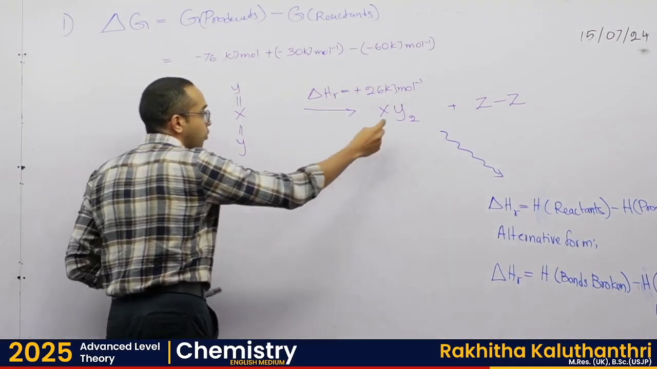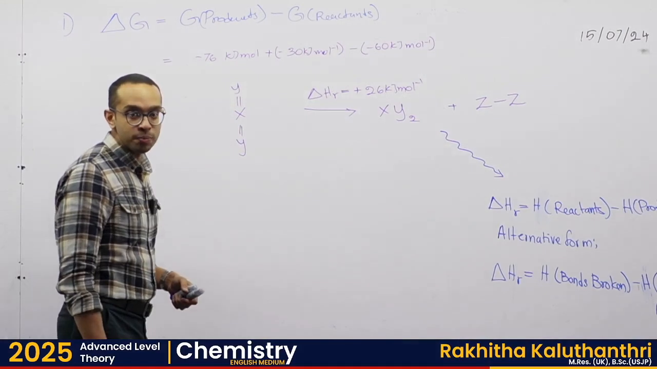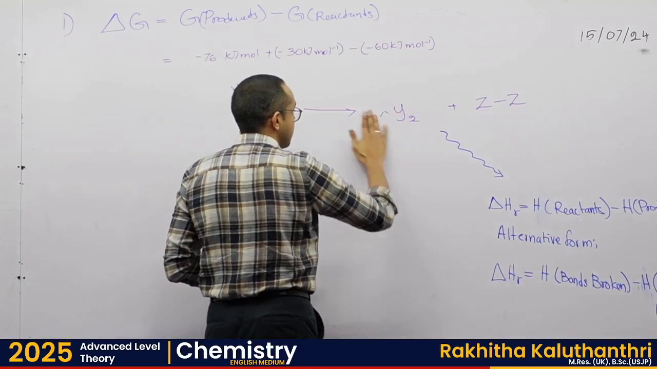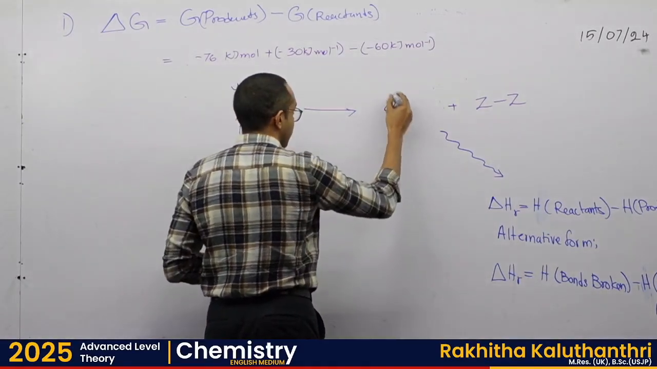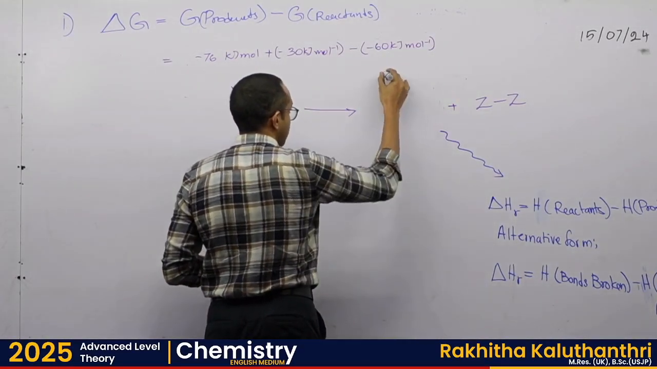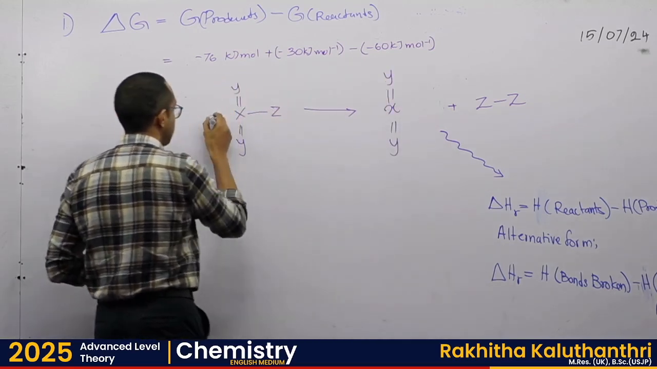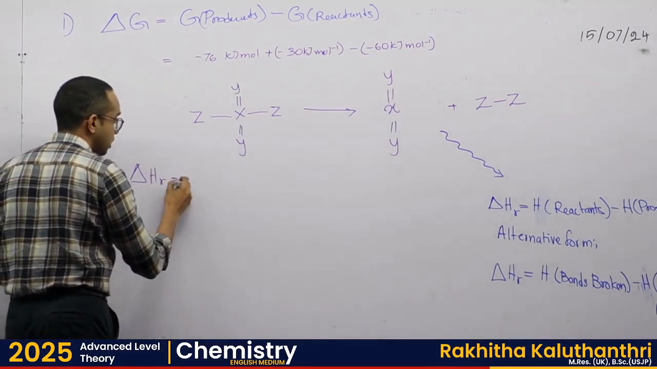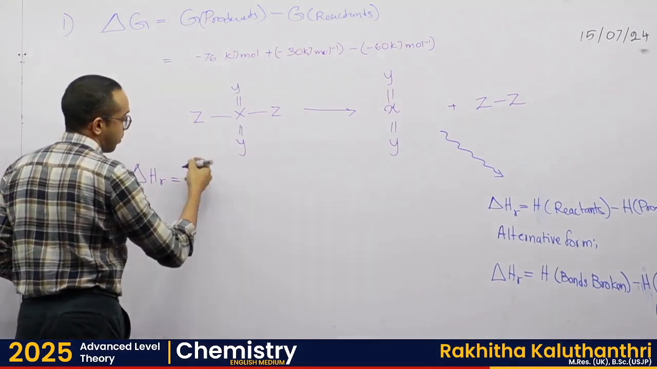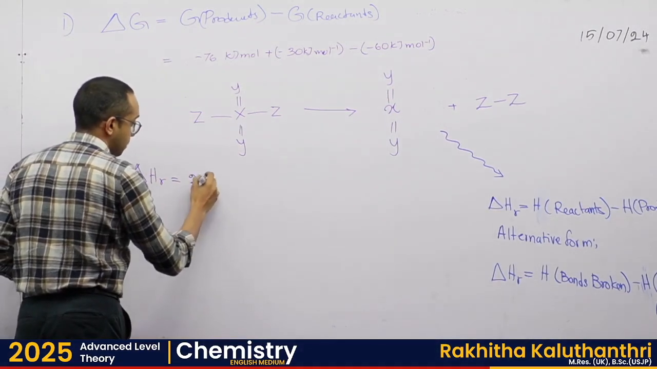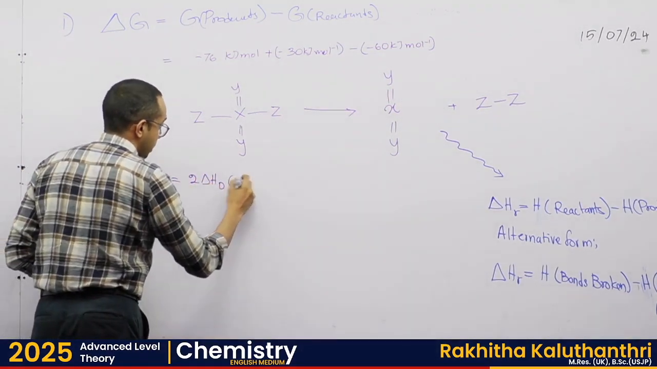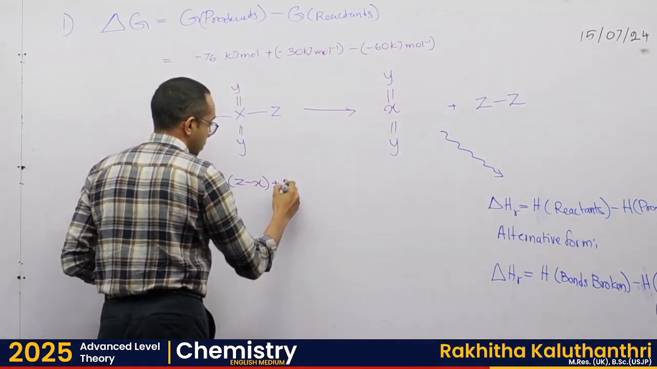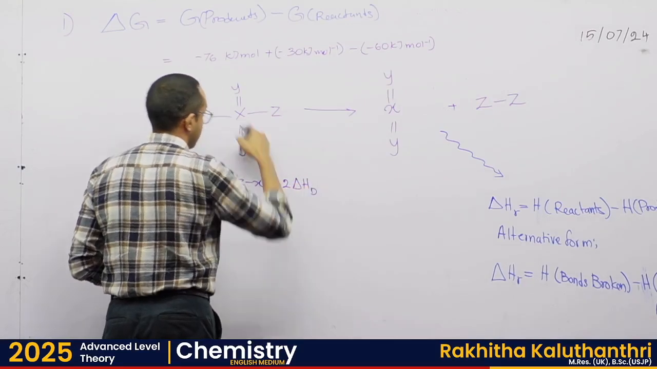So when this is broken, you form XY2. So basically, students, here the structure is this: X, Y and Y. So earlier we had this. Now imagine we are using that equation. Delta HR is equal to reactant bonds that are being broken. So we can write there are two ZX bonds plus there are two XY bonds.